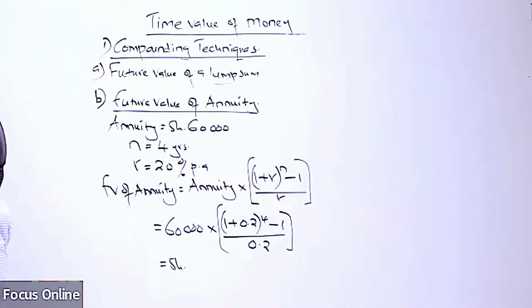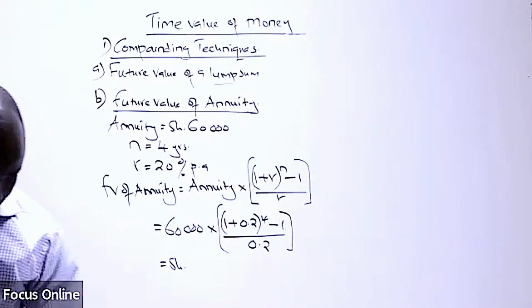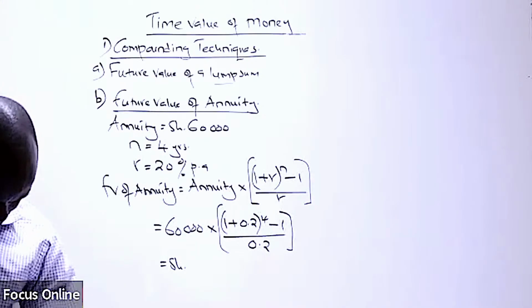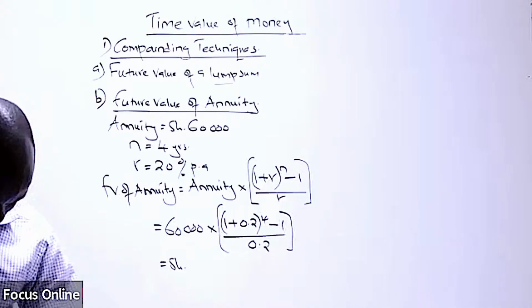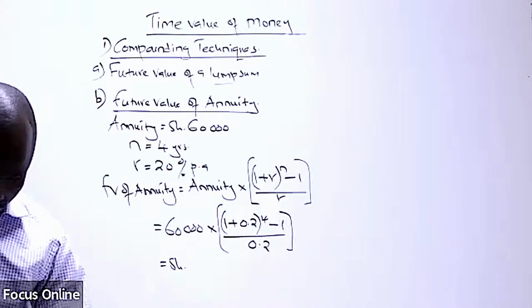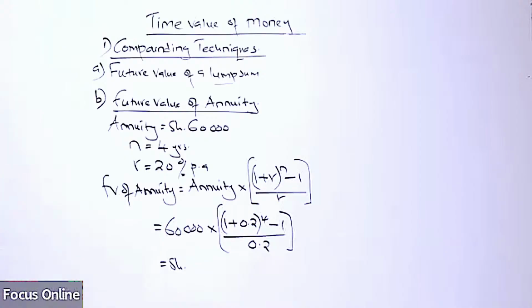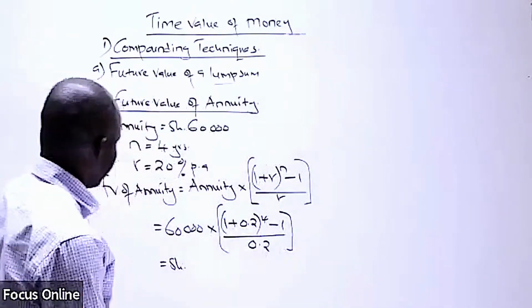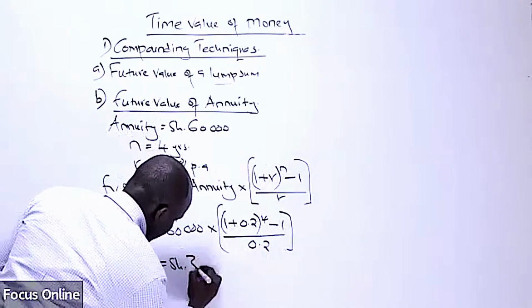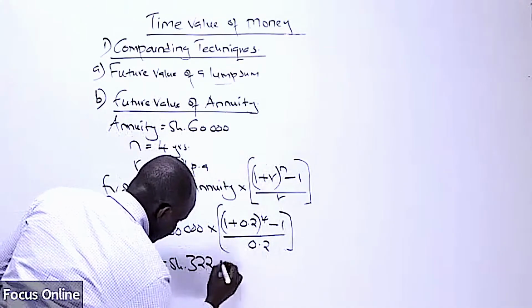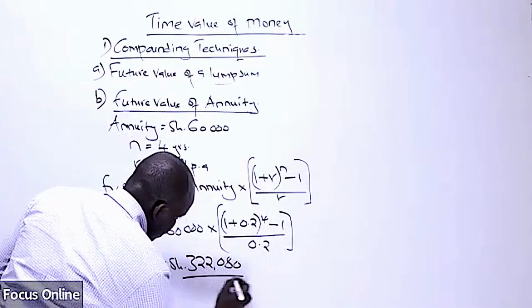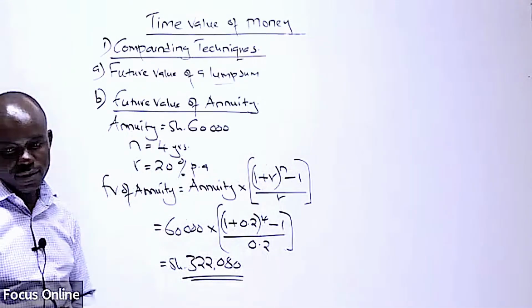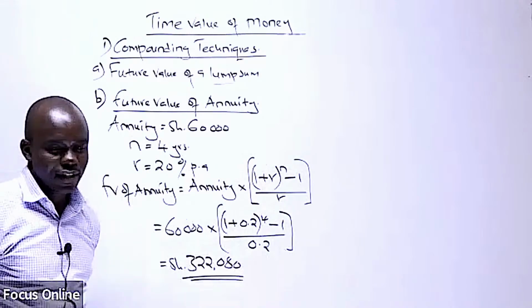Get the answer. $322,080. Another person. $322,080. Alice, okay, that's fine.